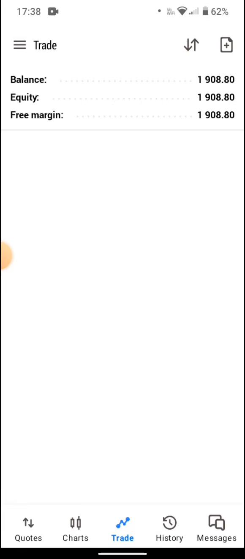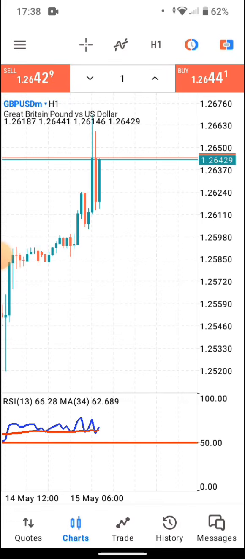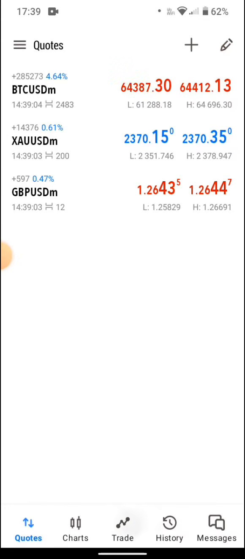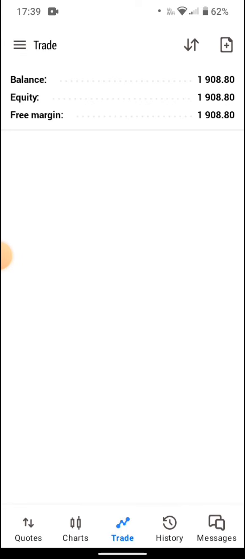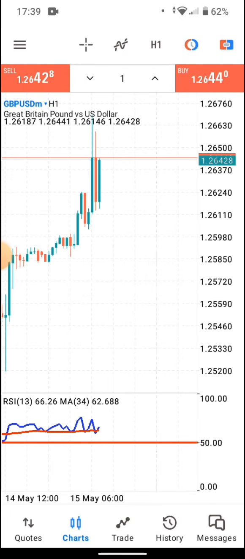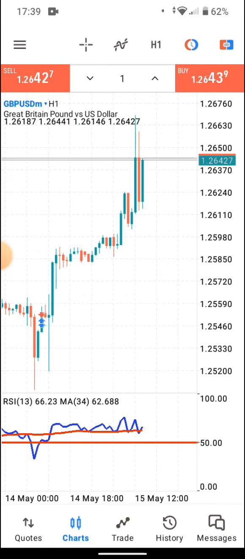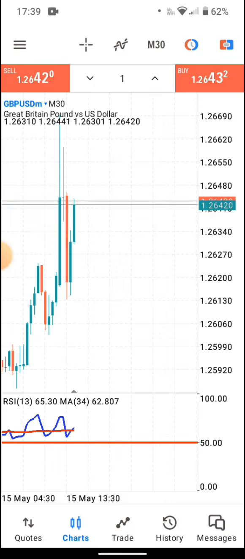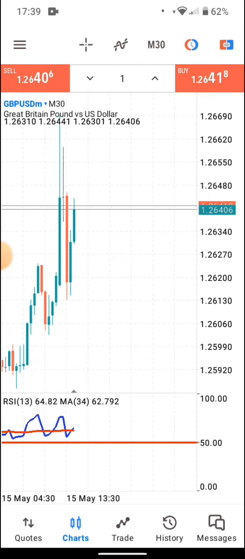So far, I saw a setup on GBP USD. This is the 1 hour time frame, and this is still our account for our $500, now $1,900. So now you are basically seeing from our normal strategy that GBP USD is currently in an uptrend. This is the H1. If we go to the M30, the 30 minutes, you are basically seeing a crossover, right?